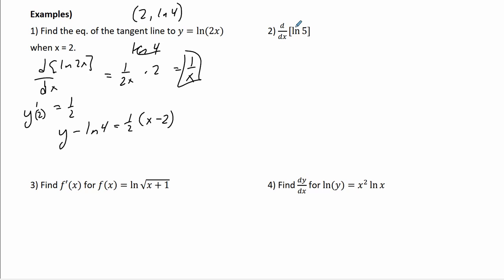The derivative of the ln of 5? Well, the ln of 5 is just a number. There are no variables there, so this is just going to be 0. It's a constant value.